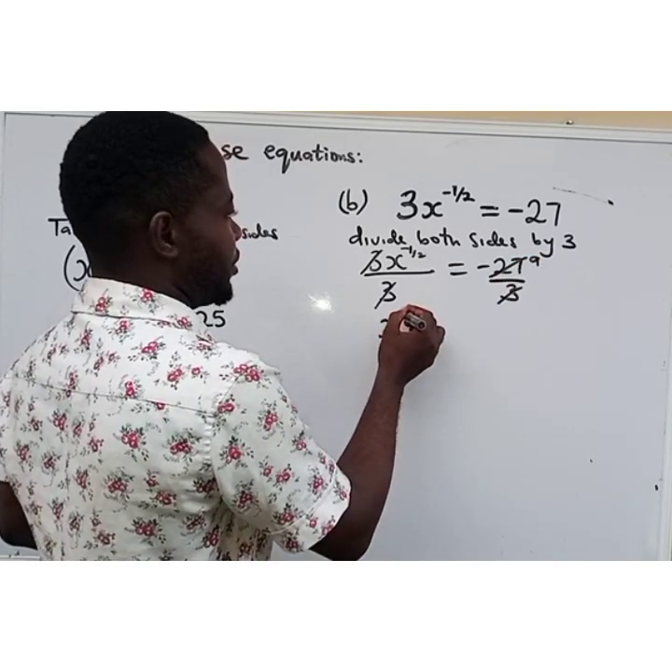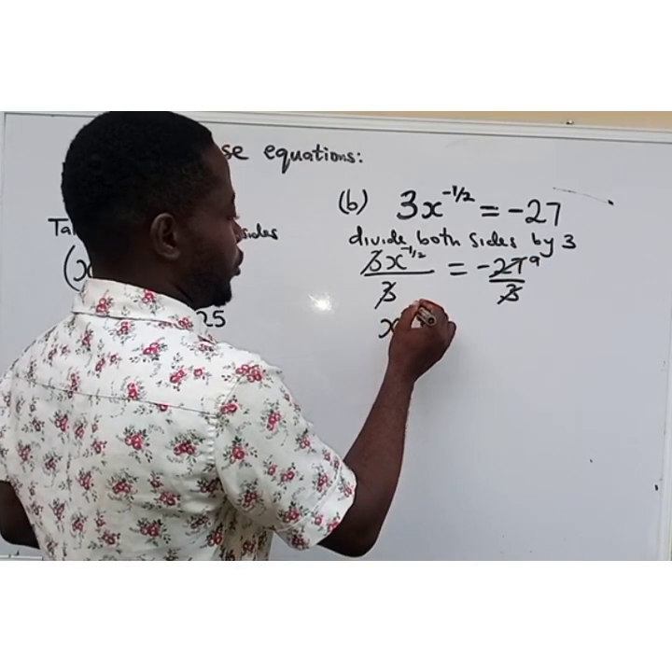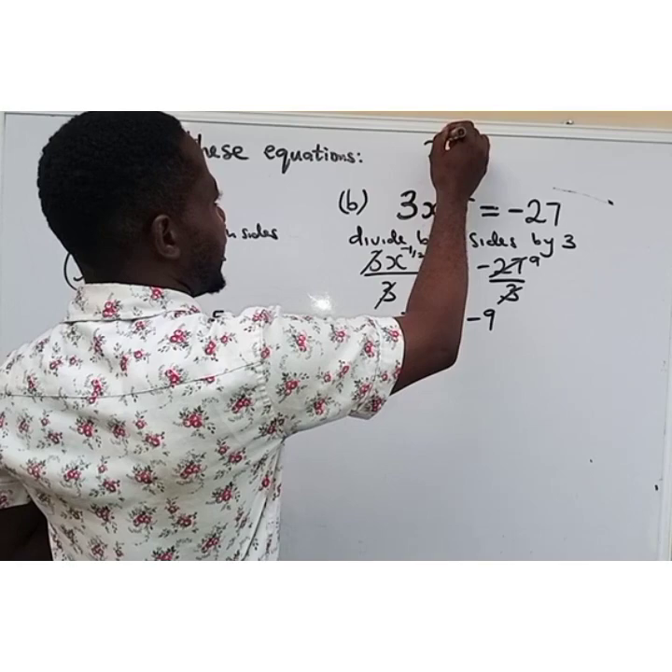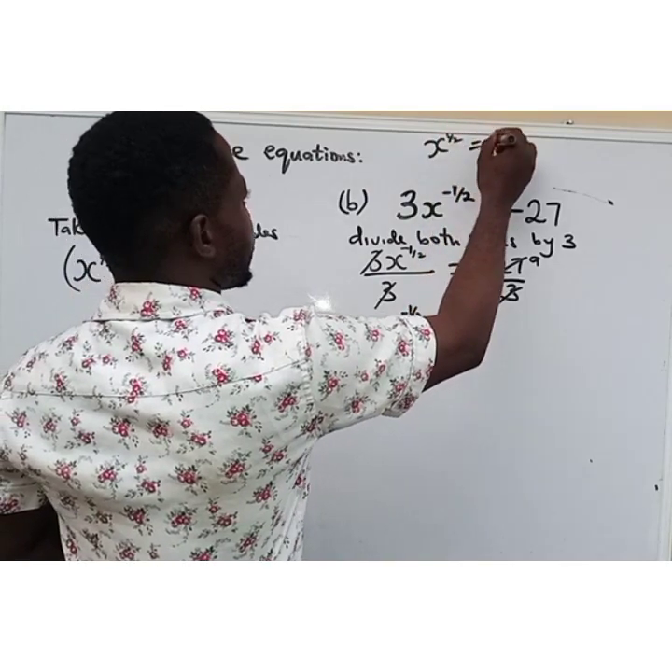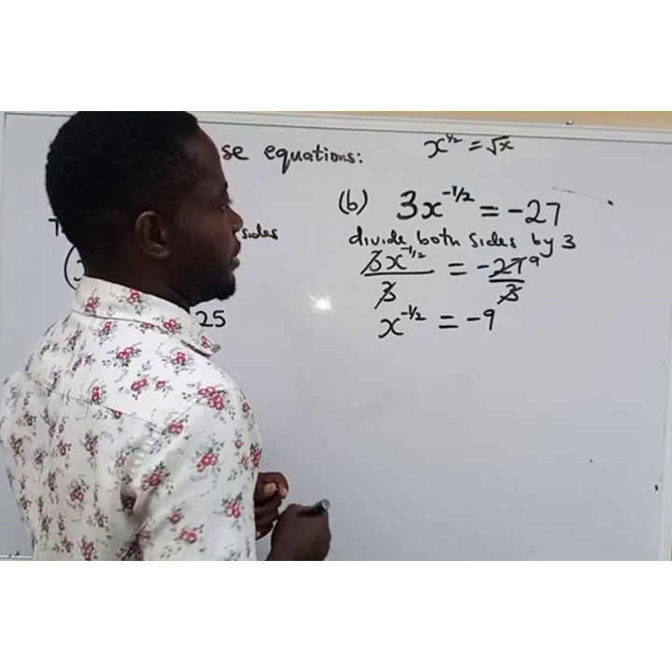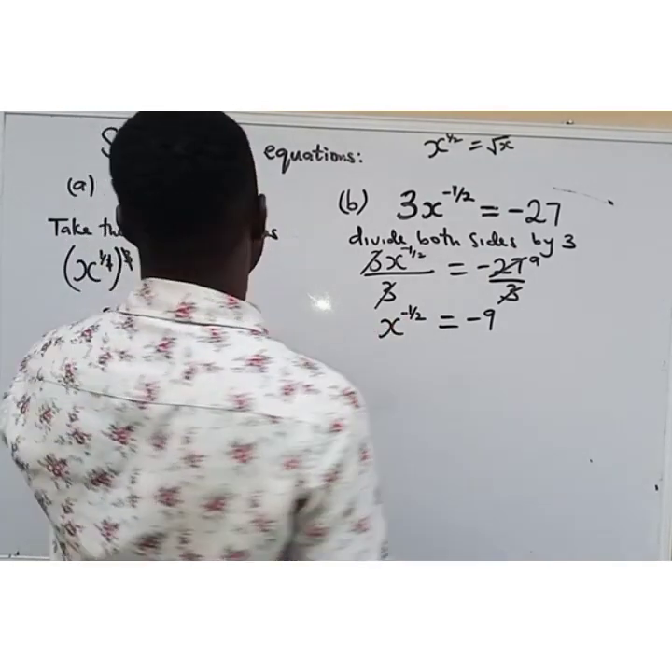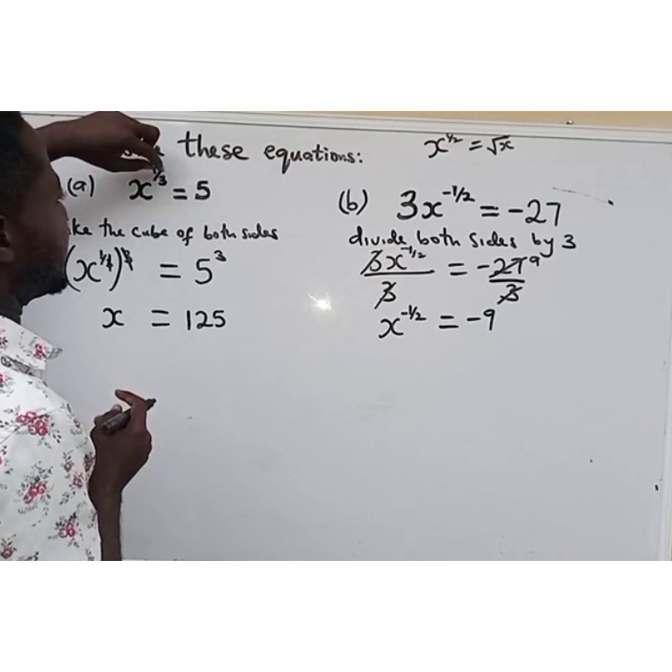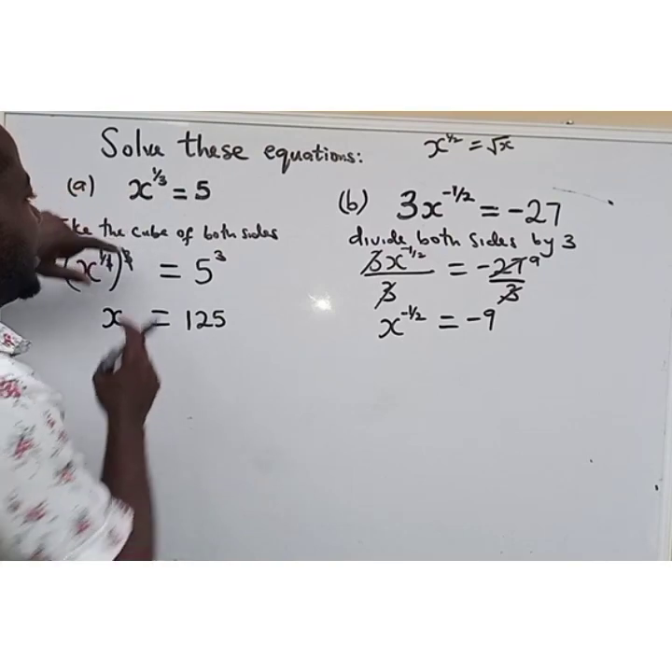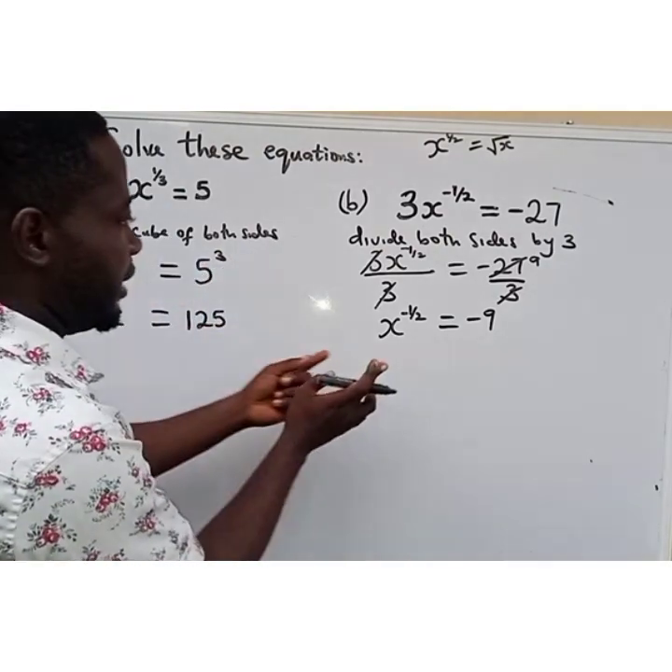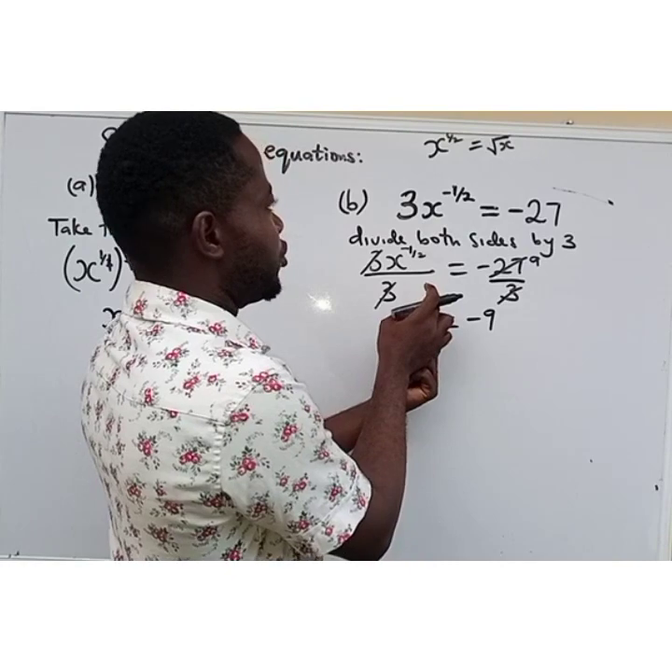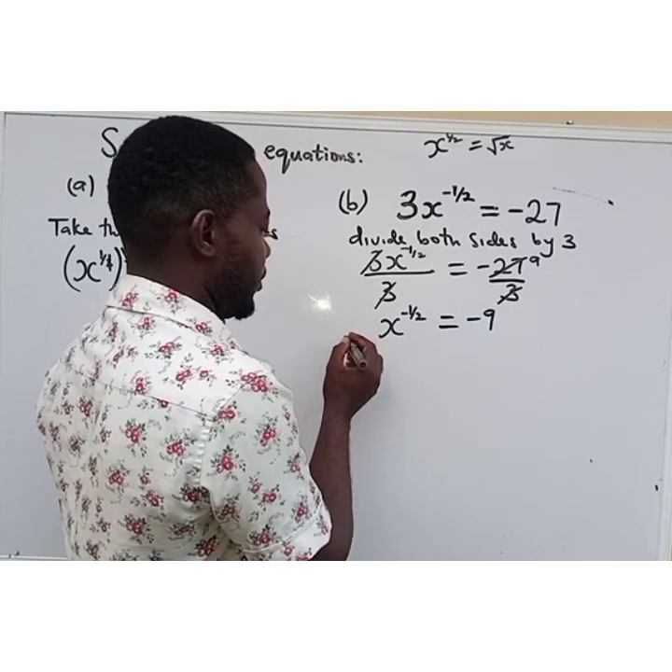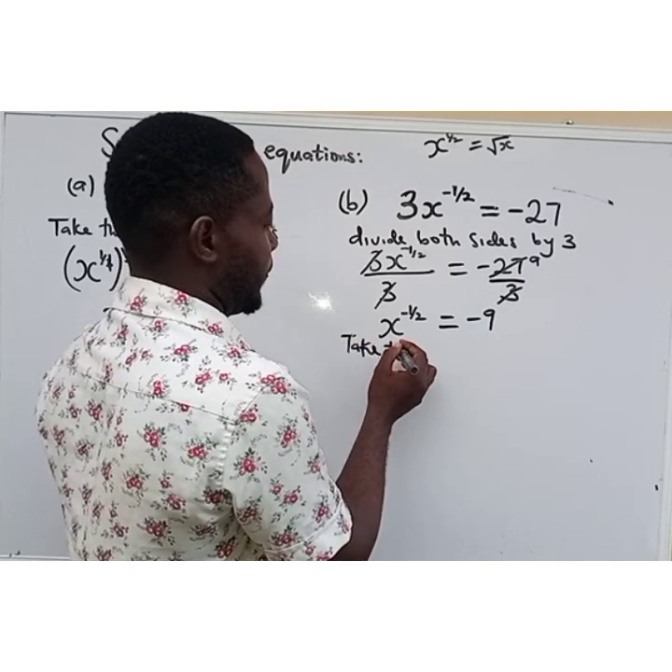Then I'll be having x raised to power minus 1 over 2 equals minus 9. Now, normally x raised to power 1 over 2 is the same thing as square root of x. So in that case, if you remember, when we have x raised to power 1 over 3, we said since raised to power 1 over 3 means cube roots, then we should take cube of both sides. Here, since x raised to power 1 over 2 means square roots, then we are going to take square of both sides. So take the square of both sides.